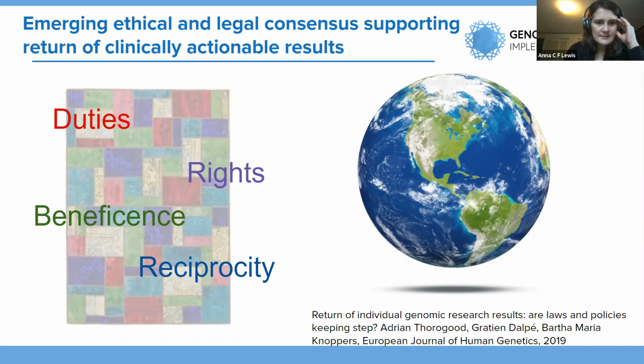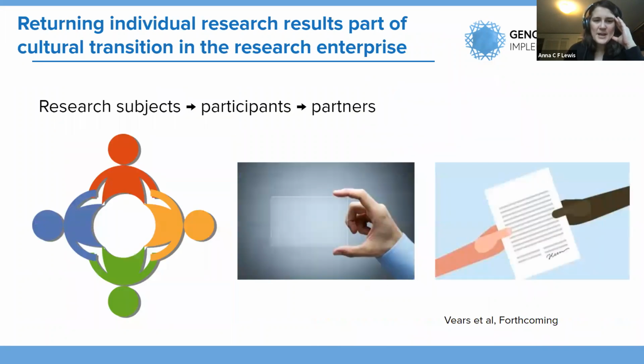Next slide, please. So this return of individual research results is part of a cultural transition in the research enterprise. We used to talk about research subjects. Now we talk about participants, and some studies talk about research partners. This trend includes participants becoming more involved in research and respecting them as partners. And this systematic review of the literature, actually Veers et al., is just out, another GA4GH led effort by Dania Veers, shows that individuals highly desire return of results.